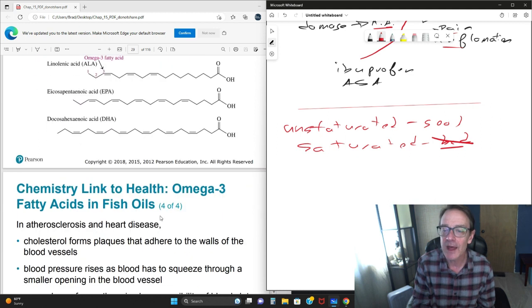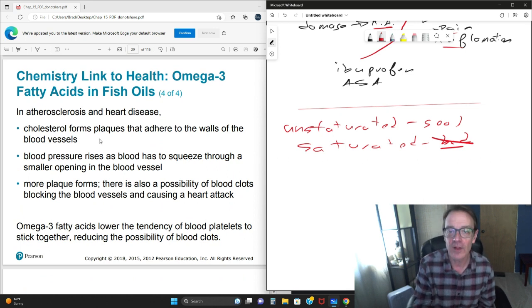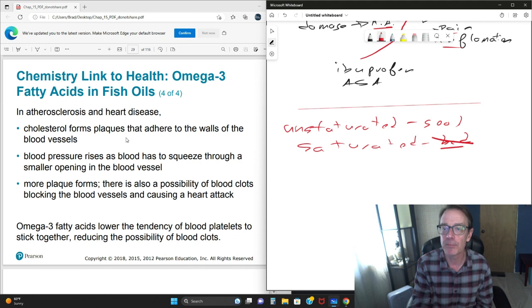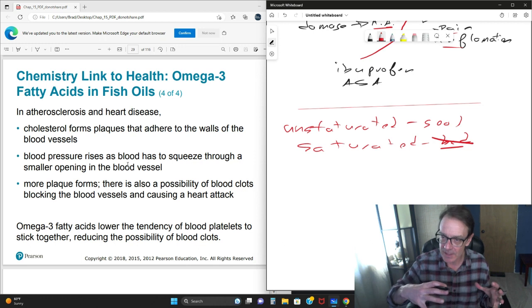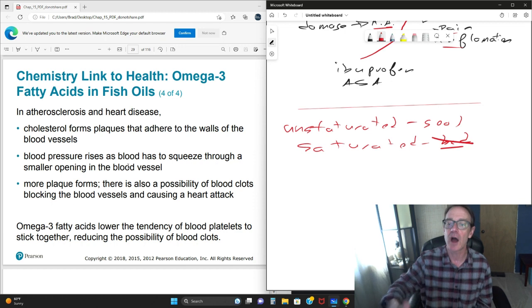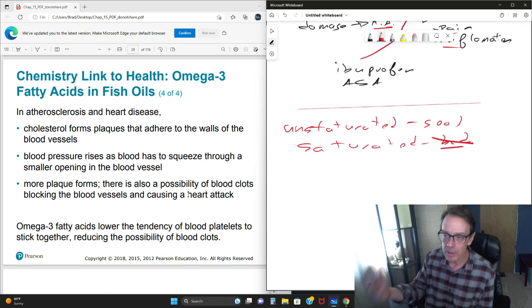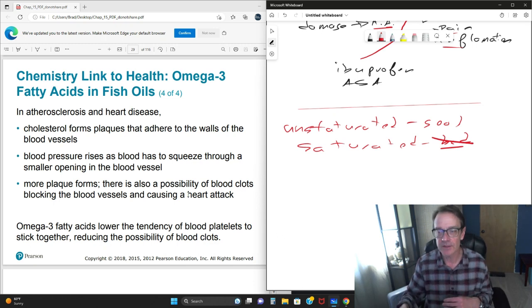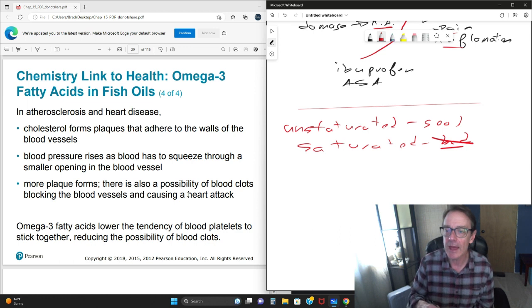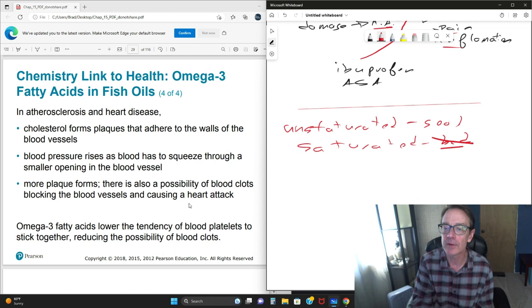And remind me to ask tomorrow if anyone's taken omega-3s. Okay. So they can help with atherosclerosis and heart disease because, as I've been drilling down on, cholesterol forms the plaques that adhere to the walls of the blood vessels, and blood vessels get smaller, so less room for blood flow to squeeze through. Blood pressure goes up to compensate for that, and as more plaque forms, you can get a blood clot because it's not nice and smooth, and clotting factors can get activated and cause a thrombosis and embolus.